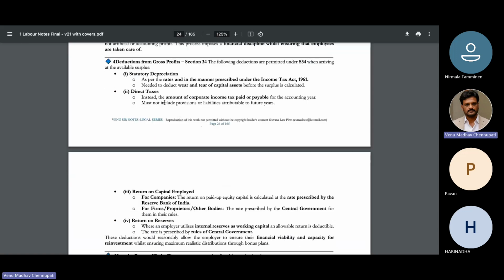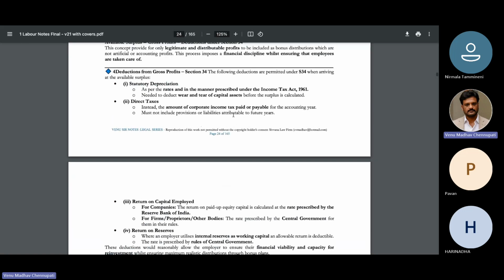Next, direct taxes. So whatever corporate tax is there, whatever tax is payable on the gross profits based on the income tax, you have to deduct those direct taxes.